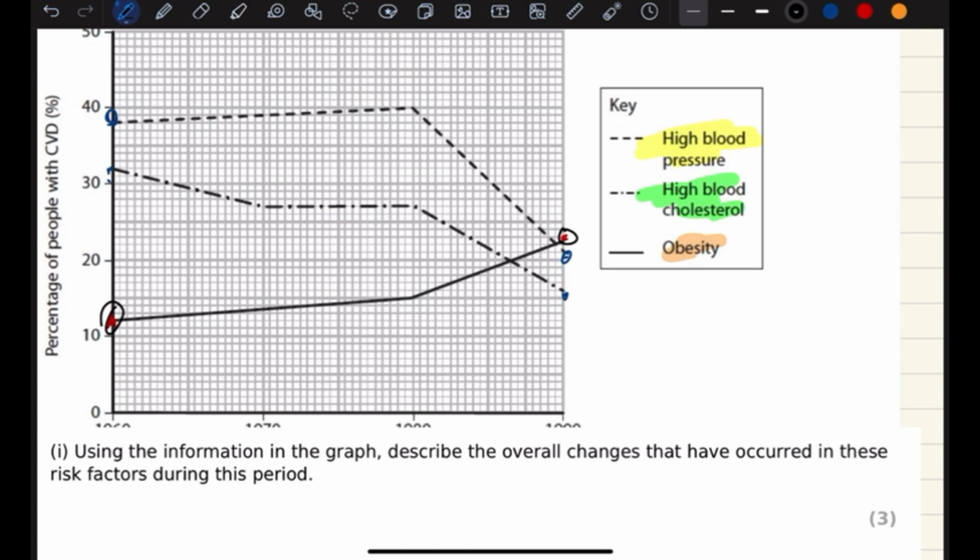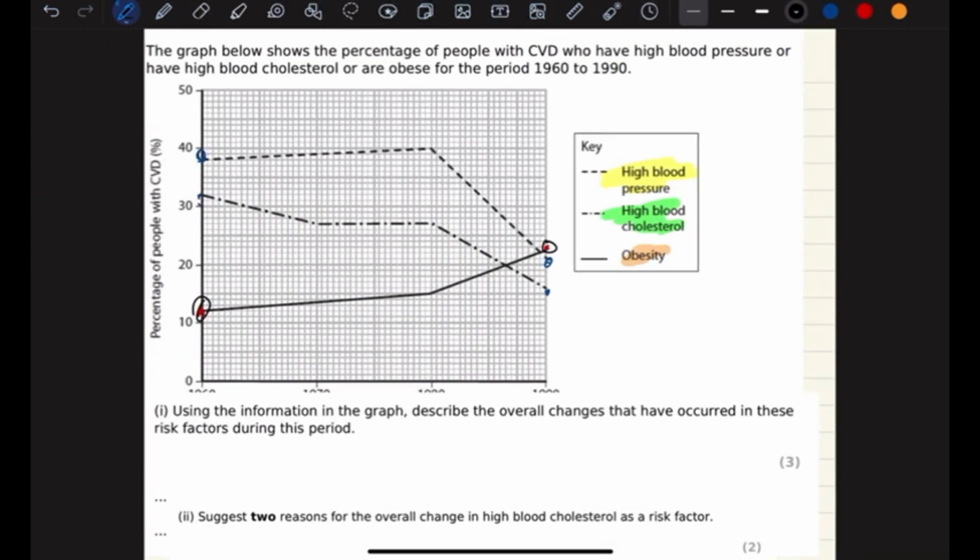Another thing to mention. Literally, whenever you're getting a question that says using the information in the graph, it's easy to answer because you literally do just have to say what's happening in the graph. Don't try and make things up. Don't use your previous knowledge. Just say what's going on.